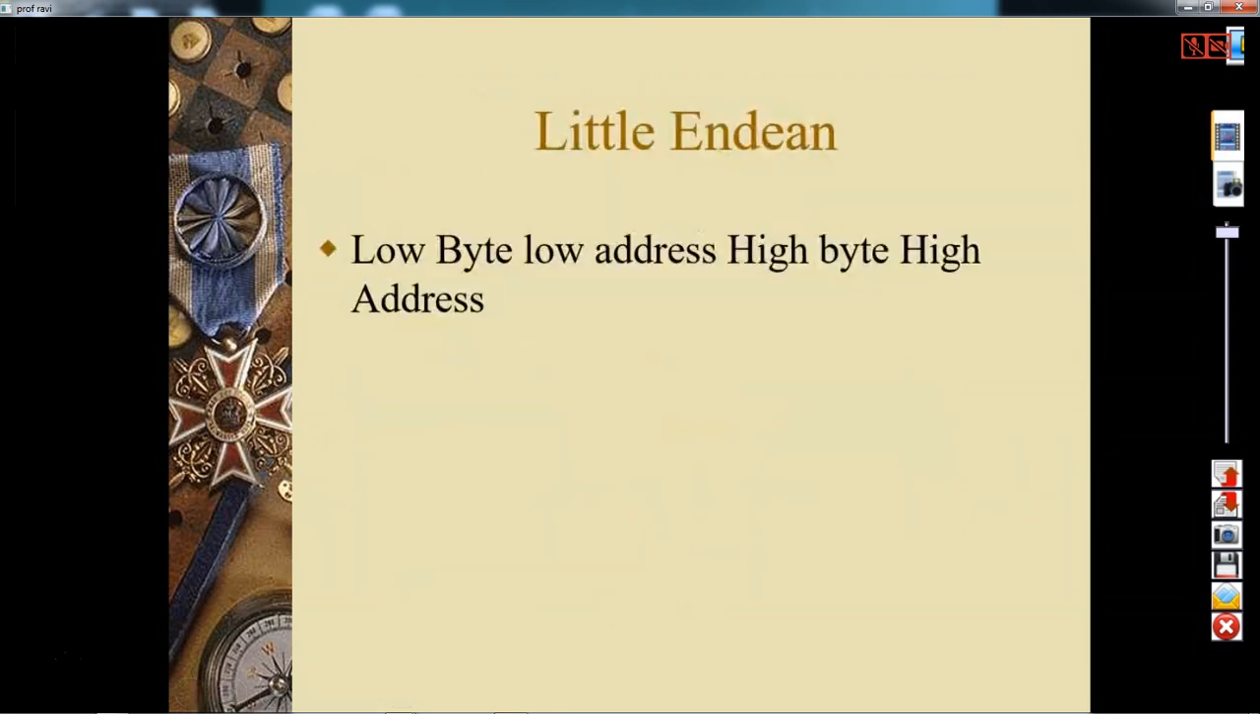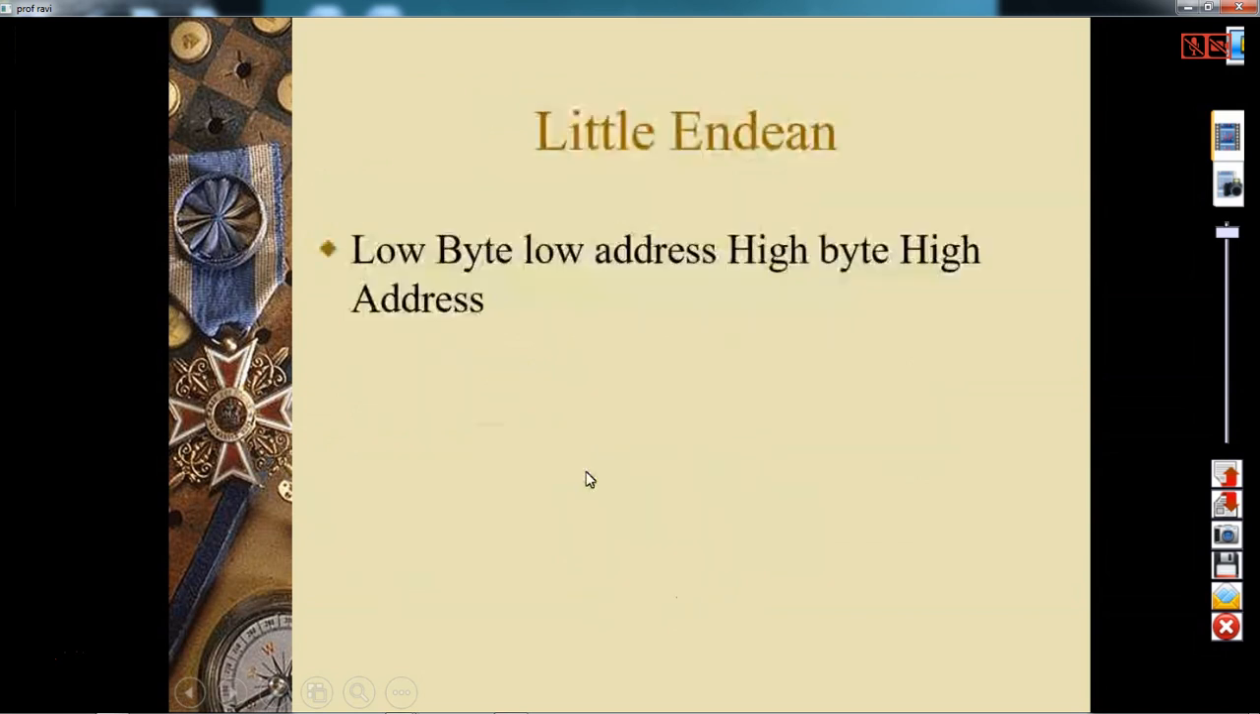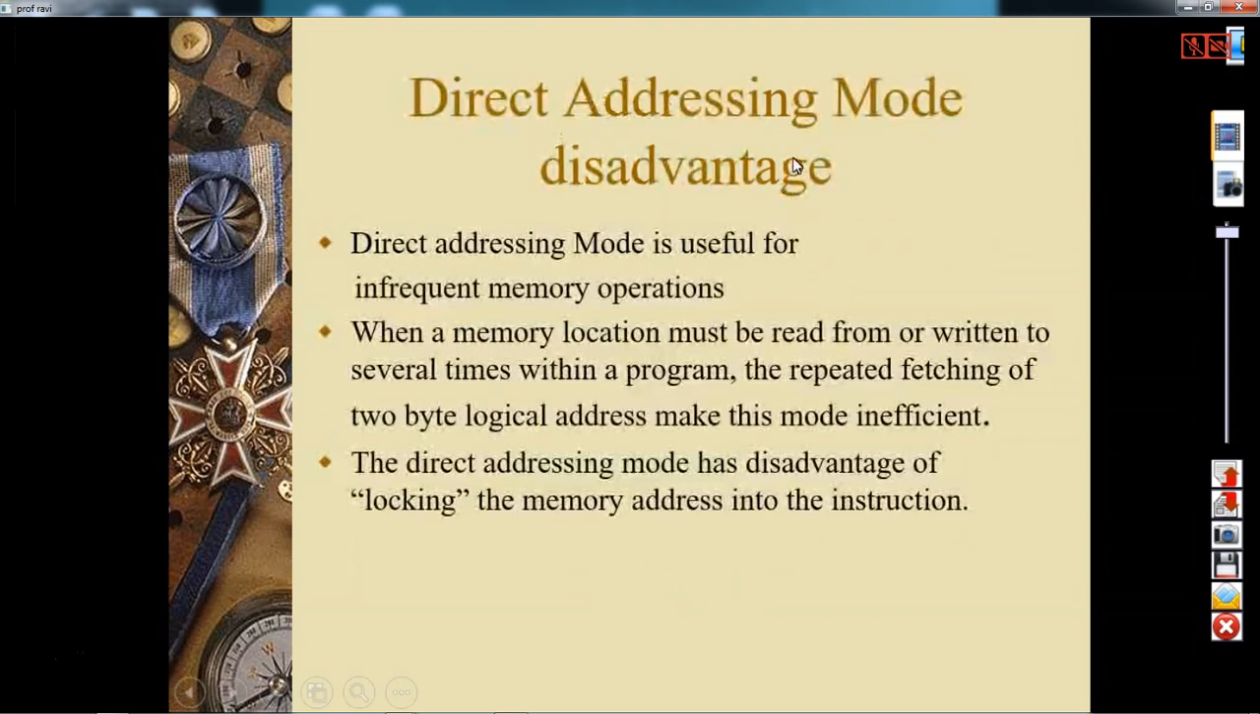So here we have to talk about Little Endian and Big Endian. Little Endian means your lower byte address is moved into the lower part of your accumulator and the higher byte address is moved into the higher byte. So lower to lower and higher to higher is called Little Endian. The spelling is not I-N-D-I-A-L, it is E-N-D-I-A-N. Intel follows Little Endian. Another one is called Big Endian. Big Endian means the lower byte will be moved to higher and the higher byte will be moved to lower.